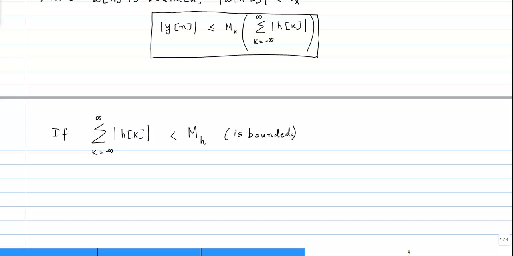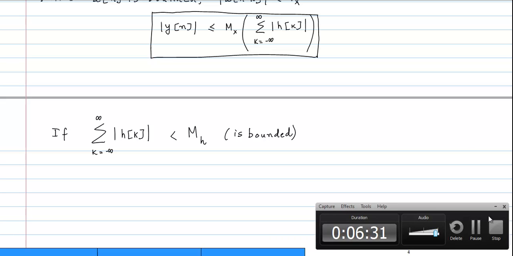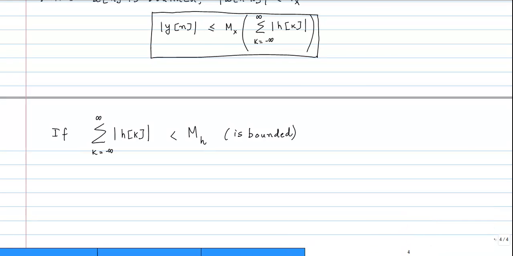Then the system is stable, because then y of n would be bounded. And in fact, it's easy to see that this is an if and only if condition. Namely, if this condition is not satisfied, then the system is not stable. Then we will always be able to construct an input in such a way that the output is unbounded.